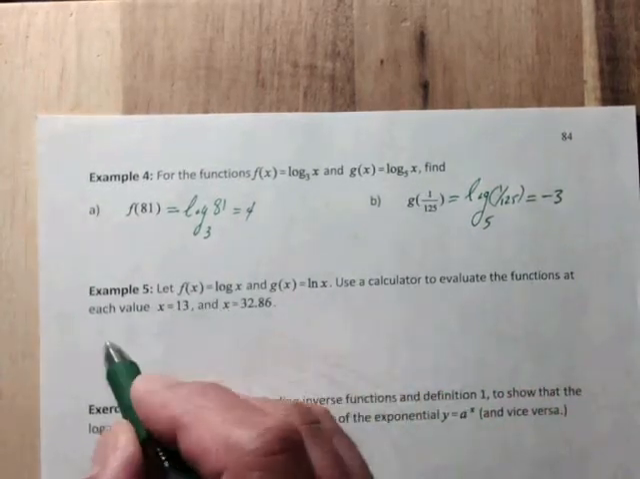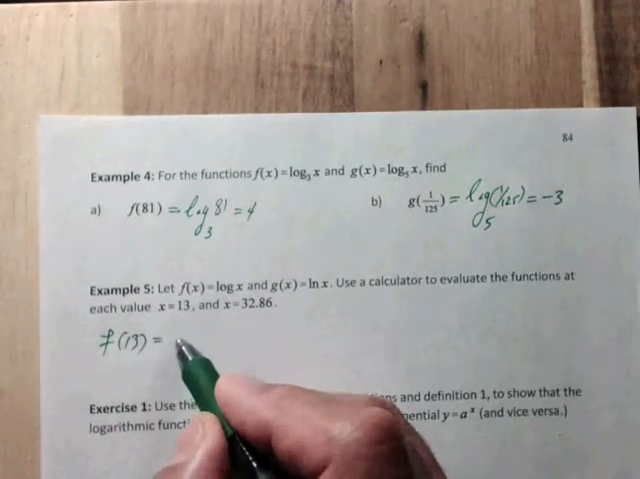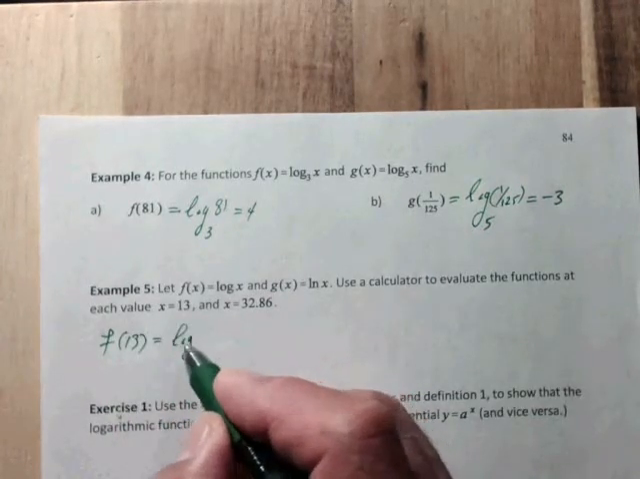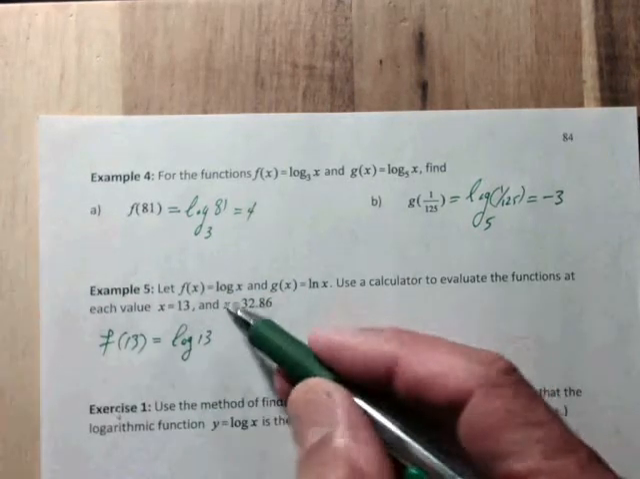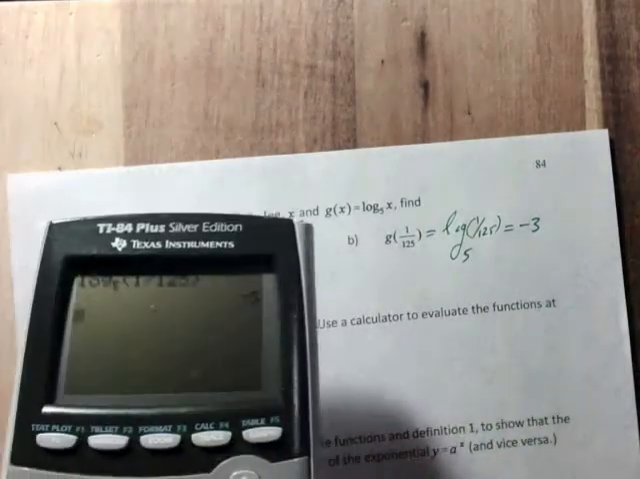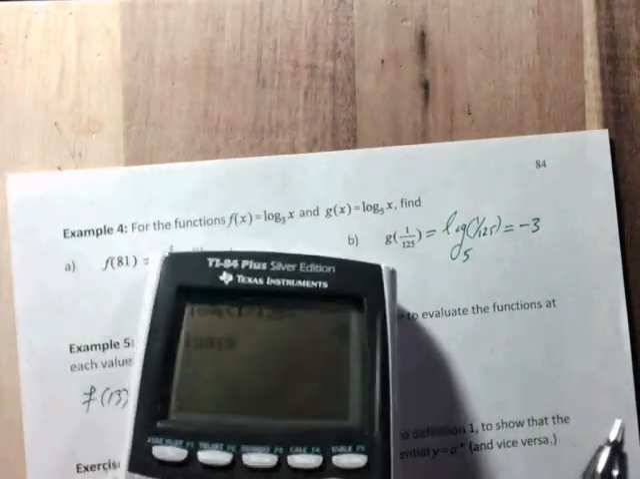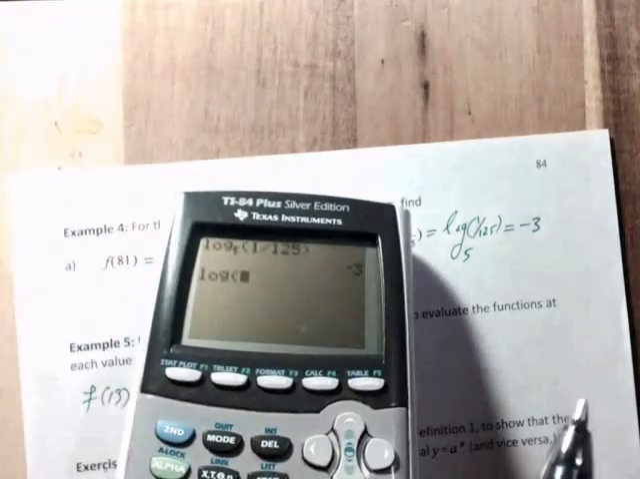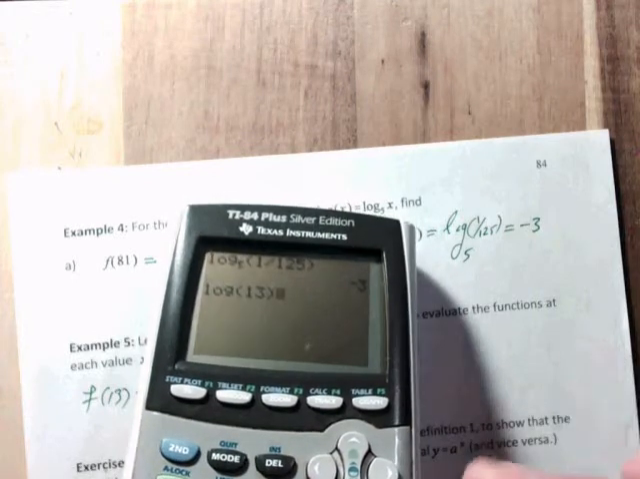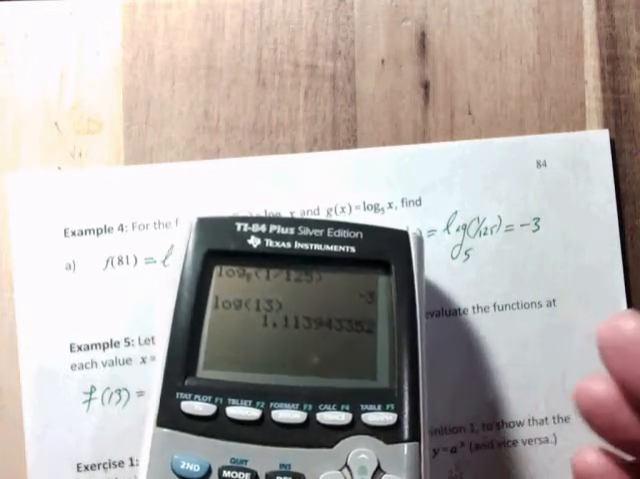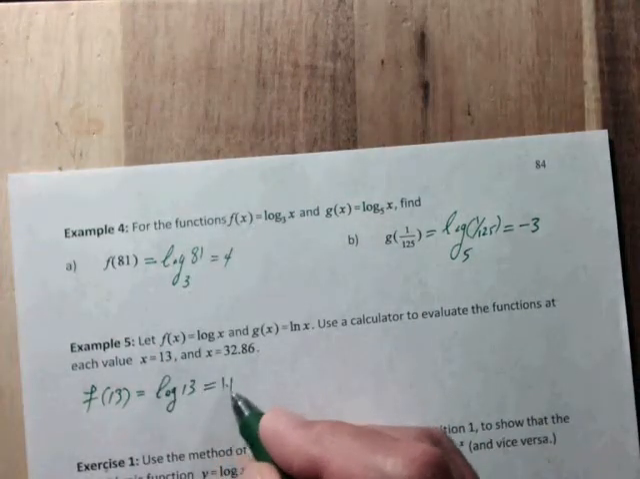So what is f of 13? f of 13 is the common log of 13. This base is 10. So if I do that, log of 13, that's 1.113.